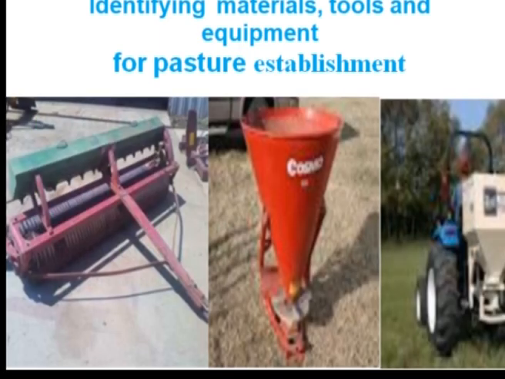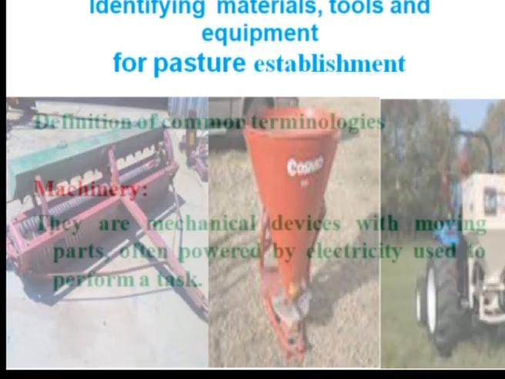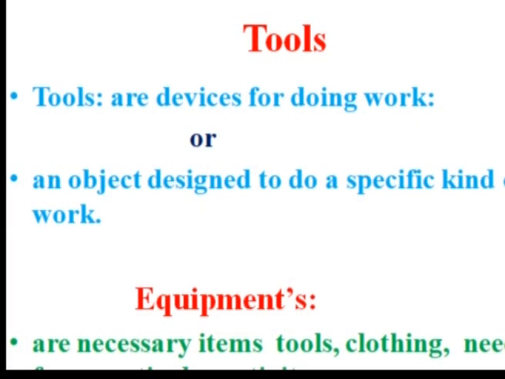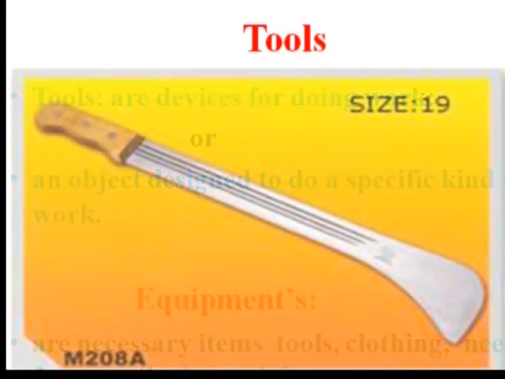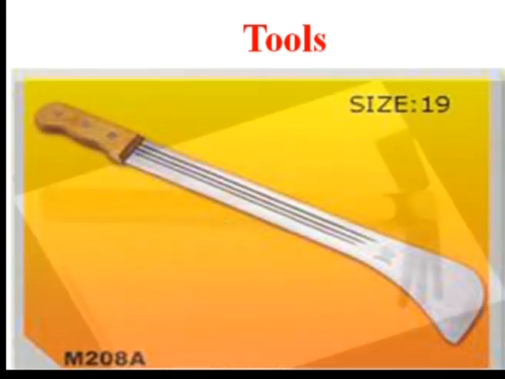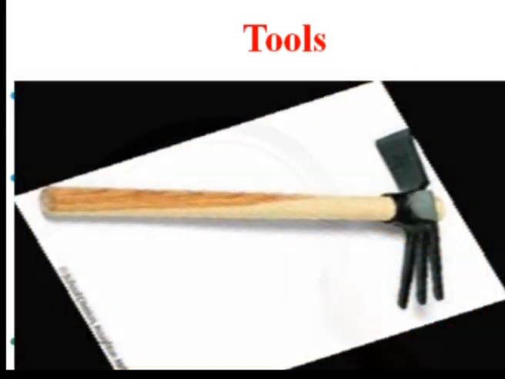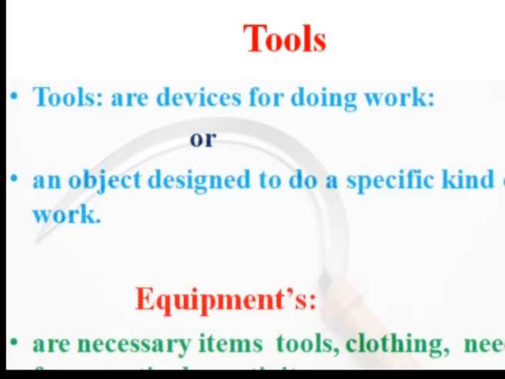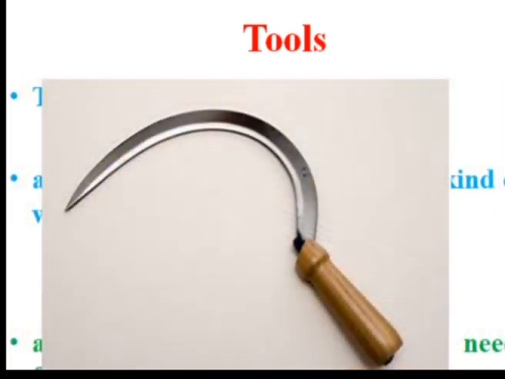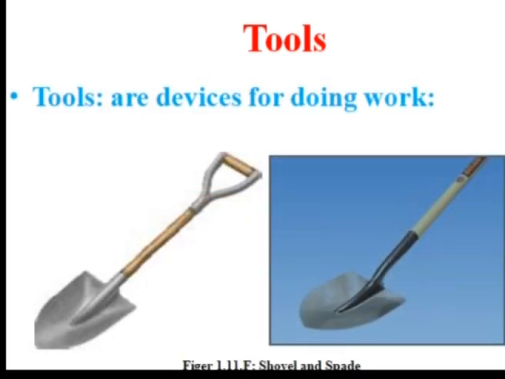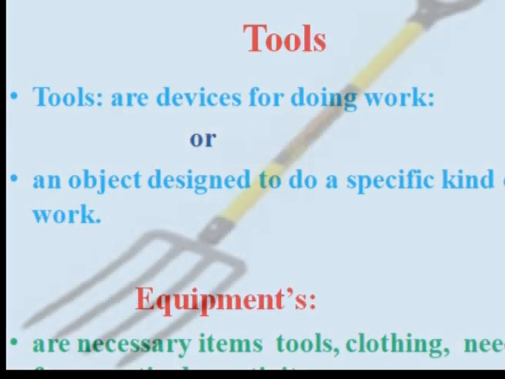Examples: cyclone seeder, cultipacker, spinner spreader, mulcher. The other terminology is tools. What are tools? Simply, tools are a device for doing work, or an object designed to do a specific kind of work, such as cutting or chopping, by directing manually applied force or by means of a motor. Examples of tools are machete, pick, sickle, mattock, shovel or spade, axe, hay fork, and other tools.